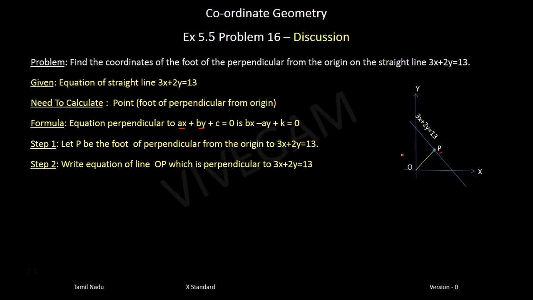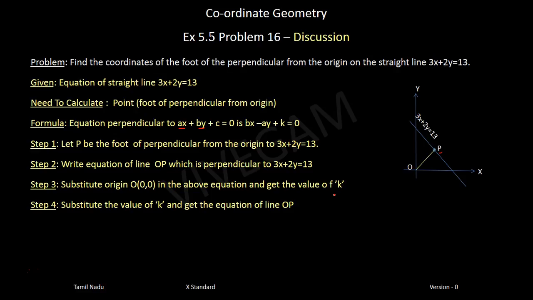So now you have the equation of OP, but k is a constant, not known. To find that, substitute 0 in the above equation and get the value of k. Because this line passes through the origin, we just need to substitute 0 and get the value of k. Right. Step 4. I think this step 4 is a repeat, so we can avoid it.